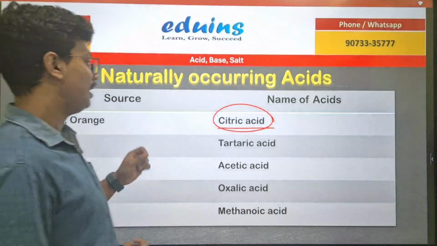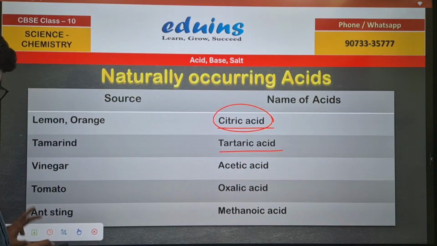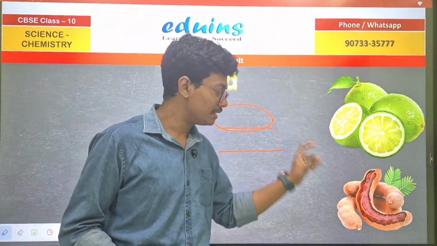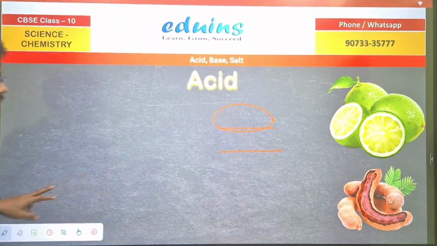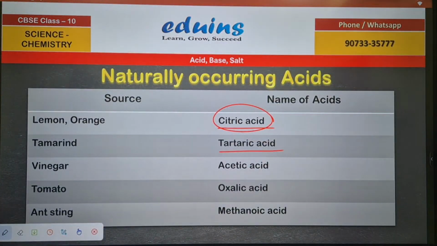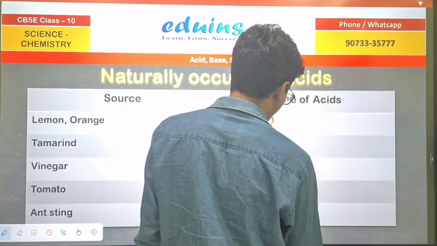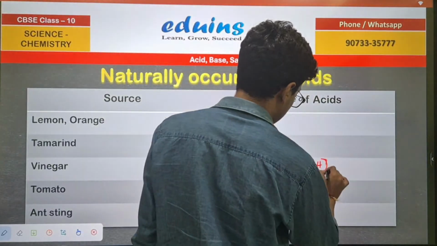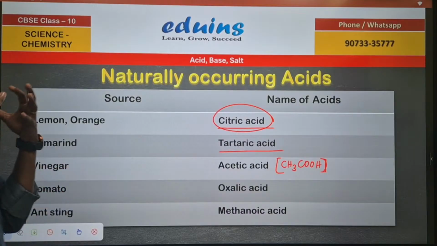Number two is tamarind. Tamarind contains tartaric acid. What is tamarind? Imli. This is the tamarind, and inside it we find tartaric acid. And this, you all know, is lemon. Now talk about vinegar. Vinegar contains acetic acid. You have to remember the formula of acetic acid, that is CH3COOH.